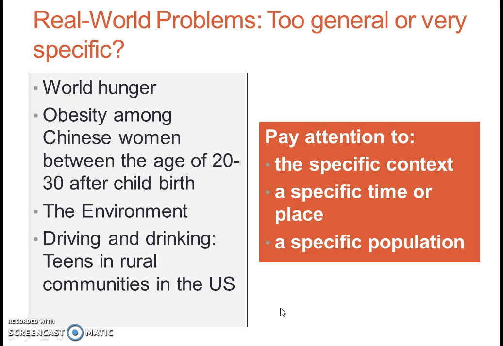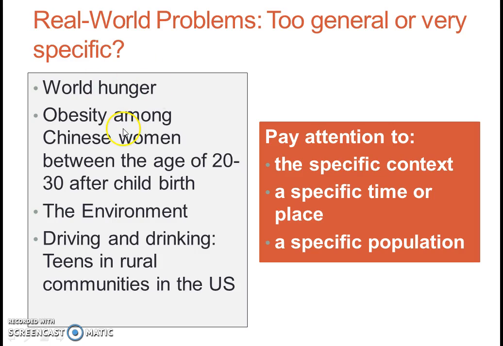So let's take a look at some problems. World hunger. Well, that's huge. And if we try to research that, we're going to be looking at a lot of different things. What context, what time, what place, what population. It's a huge, huge topic. It's too general, it's too big to be the real-world problem.